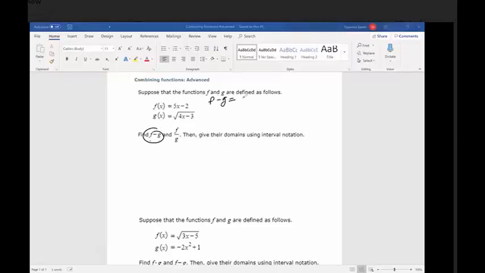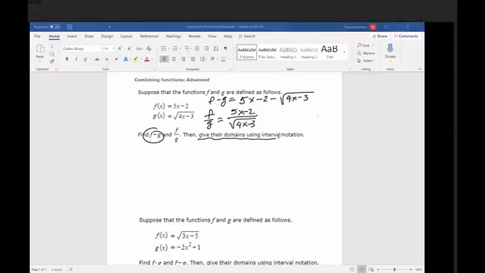So we will just write function f, 5x minus 2, minus the g, which is the square root of 4x minus 3. So that will be the answer for f minus g. They didn't ask for any simplification or anything. Then if we do f divided by g, f over g is 5x minus 2 divided by the square root of 4x minus 3. Okay. Now we'll look at the domain.